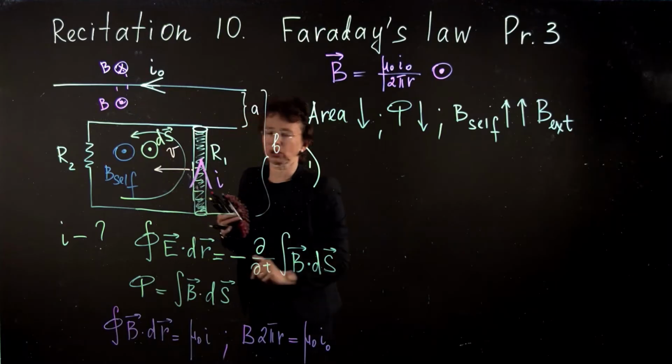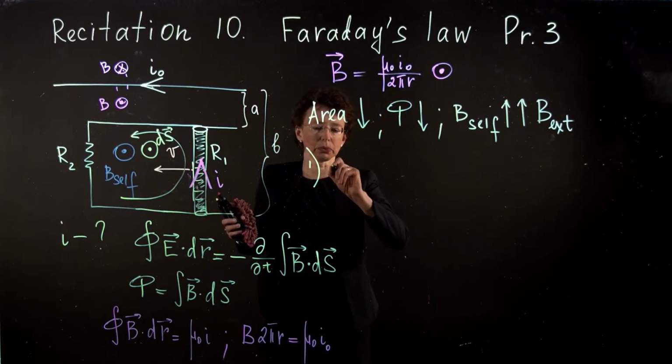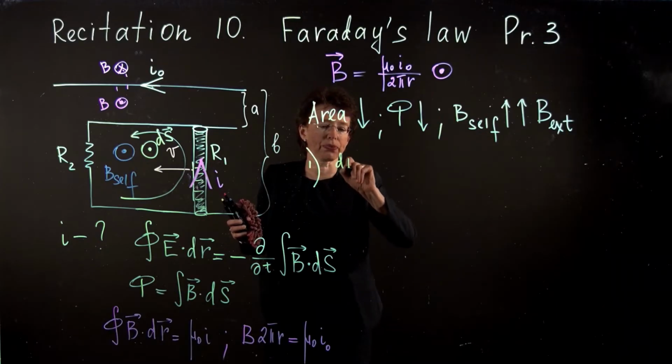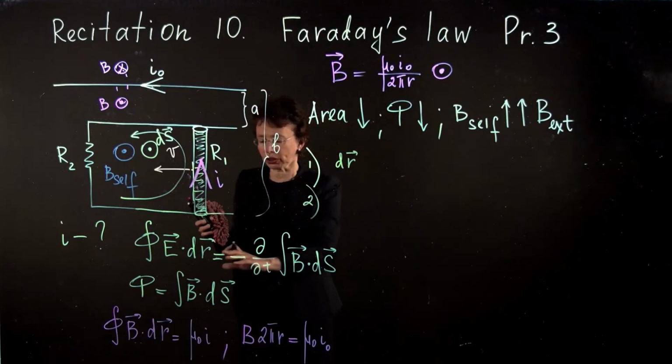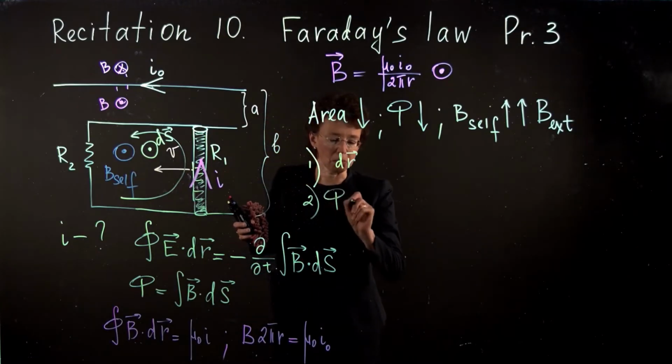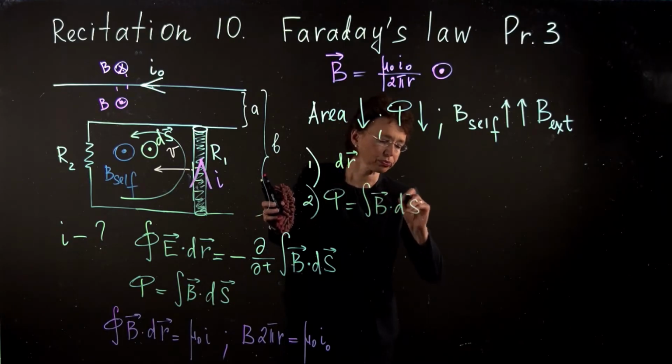dr will be in counterclockwise direction. So first, we are done with the first step when we found the direction of dr. Second step, we need to figure out what is the flux of the magnetic field. By definition, phi is integral B dot dS.